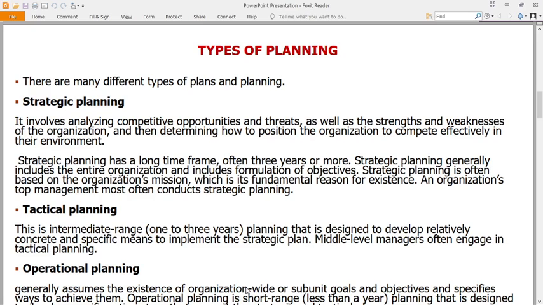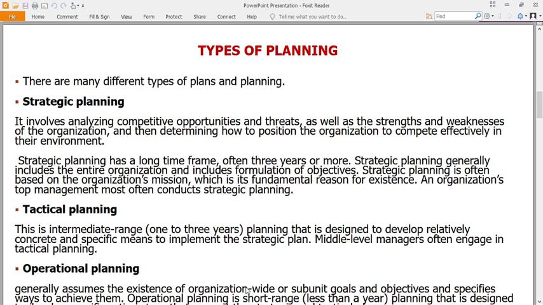Then we look at the types of planning. We have what we call a strategic plan. A strategic plan is always a long-term plan. So it basically involves analyzing the competitive opportunities and threats of an organization. So as an organization, you look at your opportunities, you look at your threats, you look at your strengths and weaknesses, and then determine the position of your business in the industry and come out with actions that will put you in a better position. So that is what we call a strategic plan.